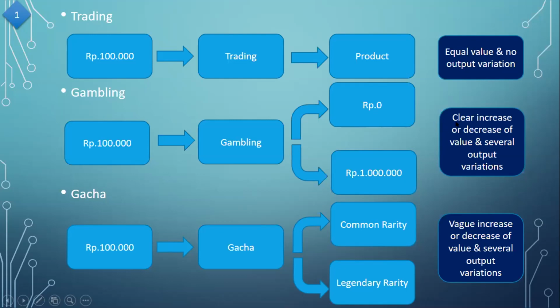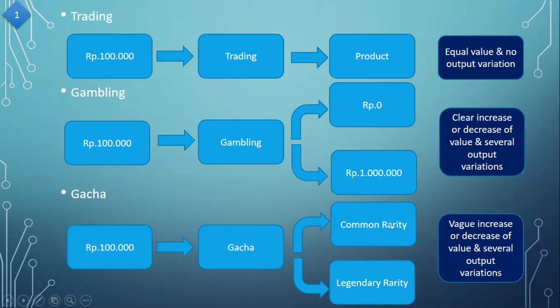So there's a clear increase or decrease of value, and also several output variations. And lastly, gacha. The input is the same, 100,000 rupiah, and then you do gacha. And then there are also two variations, though usually there are more, but for the example I just take two. There's either common rarity or legendary rarity.